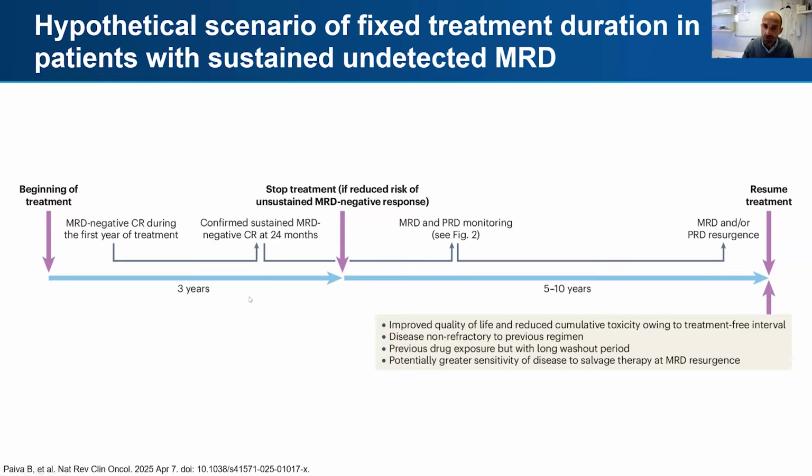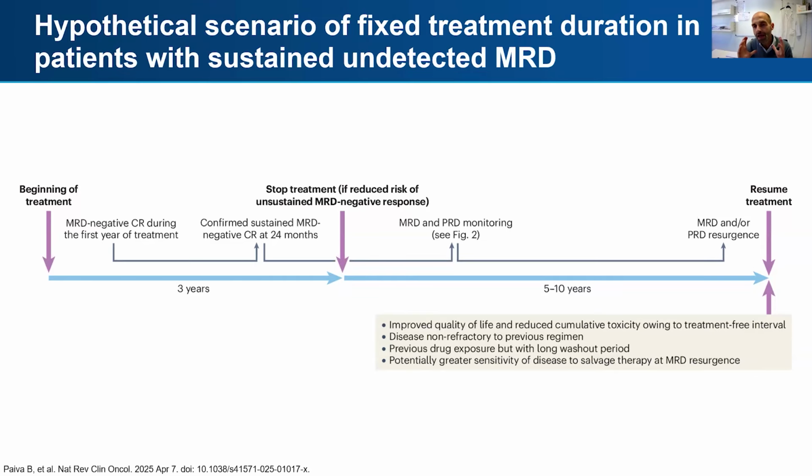And if we consider the possibility of frequent monitoring of the disease and resuming treatment not at the time of clinical relapse, but at the time of MRD resurgence, the second line may be even more effective. And if the first line produces a PFS of 10 years, and the second line produces a PFS of another 5 years, these are already 15 or more years of progression-free survival. And hopefully, this is bringing us closer to curing myeloma or making it a very long chronic disease.